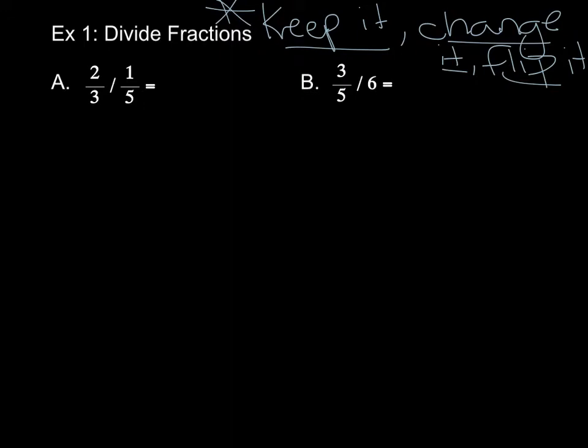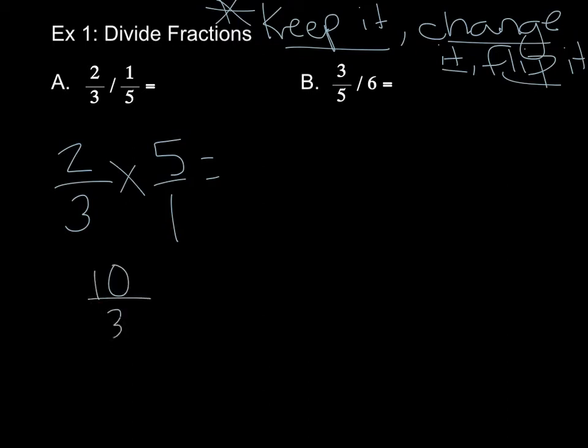So we're going to keep the first fraction, 2/3, change division to multiplication, and flip the second fraction to its reciprocal. So the reciprocal of 1/5 is 5 over 1. From here, we're just multiplying. 2 times 5 is 10. 3 times 1 is 3. 3 goes into 10 3 whole times, and 1/3 left over.